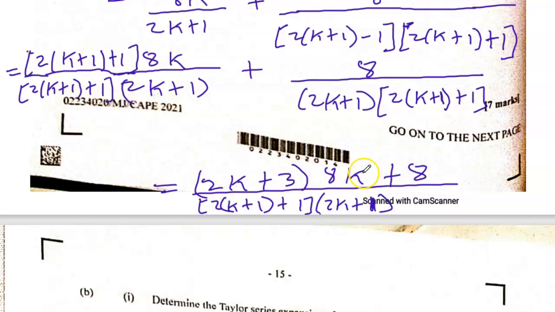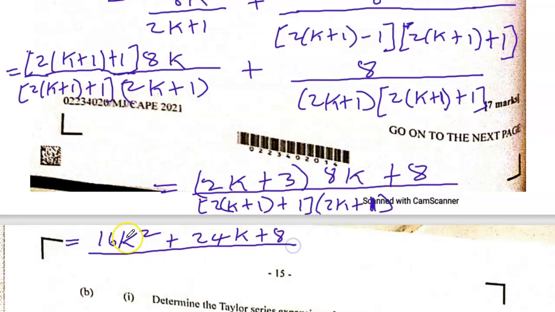Alright. Continuing now. I can expand the bracket. So in the numerator I'll have 8k times that, that's 16k squared, plus 8k times 3, that's 24k, plus 8, all over the denominator here of 2 into (k plus 1) plus 1 times 2k plus 1.